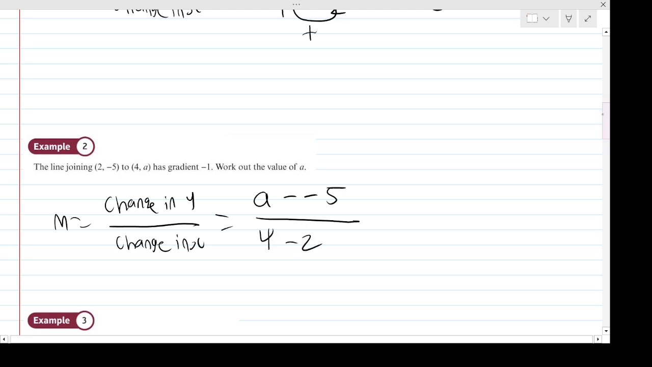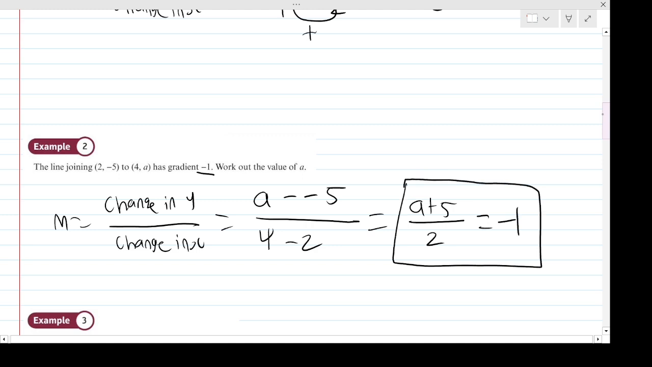Then we can simplify that. So it's going to be a minus -5 would be a plus. Again, double negatives, so it'll be a plus 5 over 4 minus 2, which should be 2. Okay, we can't do anything more with that. But we're told the gradient is -1, so this whole thing, m, has to equal -1. So that's what I get, and hopefully you recognise it's a linear equation, right?